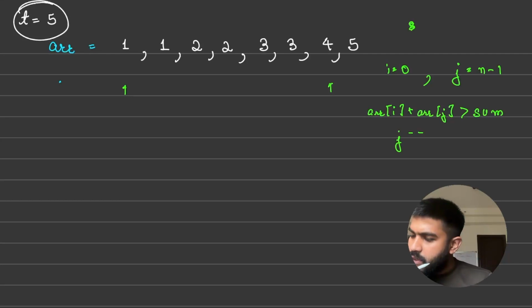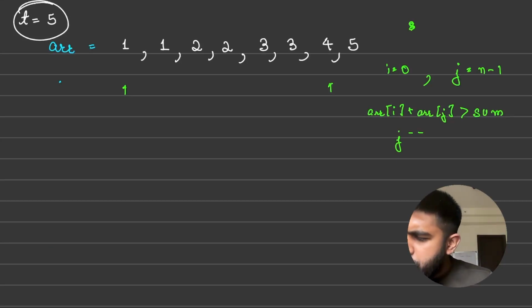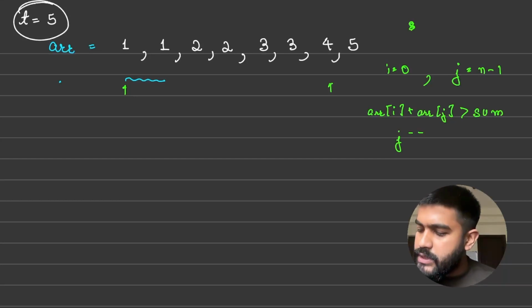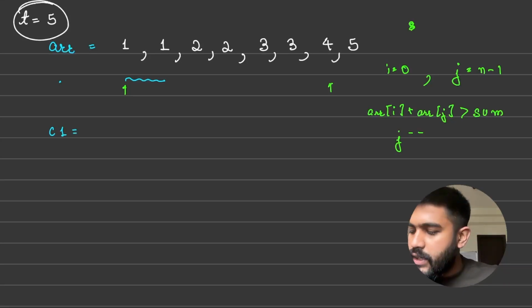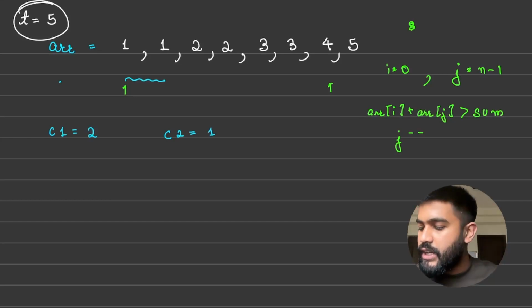So what we can do is, when we reach the conclusion that yes, a of i plus a of j is equal to the sum, we can simply iterate forward and count the values. We know that a of i plus a of j equals sum. Then I can say that the count of a of i consecutively is 2, and the count of a of j consecutively is just 1. So the number of pairs that would be generated is C1 multiplied by C2.